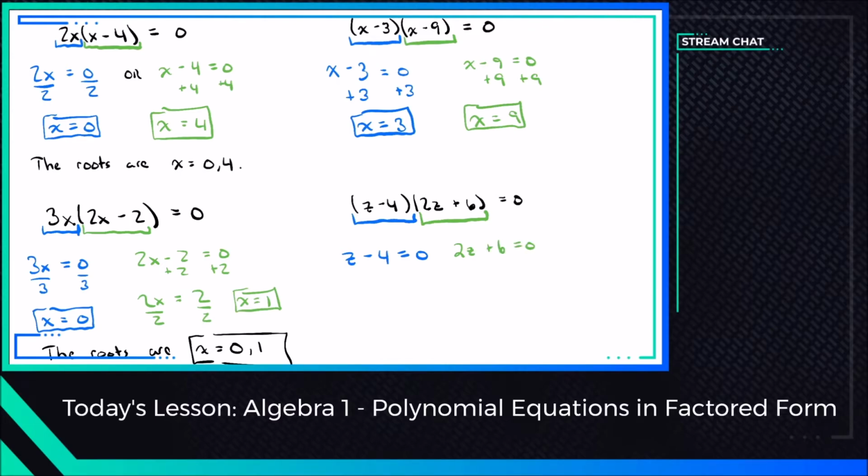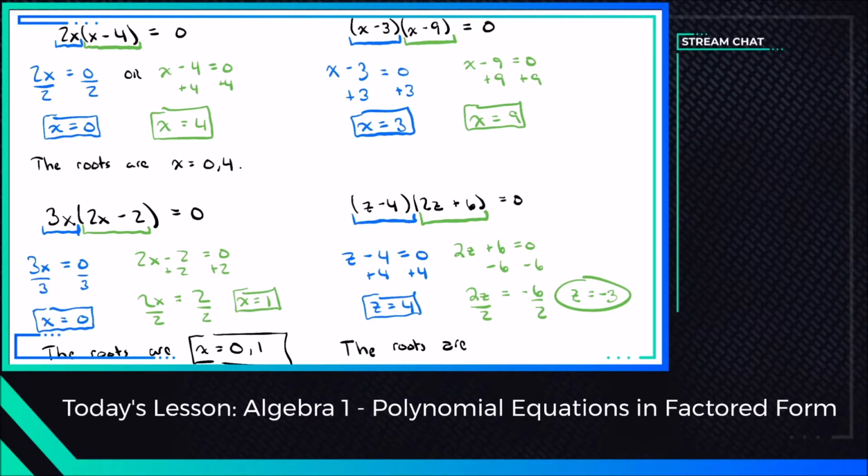Solve this blue one first by adding 4 to both sides. We're going to get z is equal to 4. Or we can solve this left-hand side by subtracting 6 on both sides first, getting 2z is equal to a negative 6, dividing by 2, and getting z is equal to a negative 3. So the roots on this one: z is equal to, and I always like to put my smaller number first, so we're going to start with the negative 3 and then the positive 4.